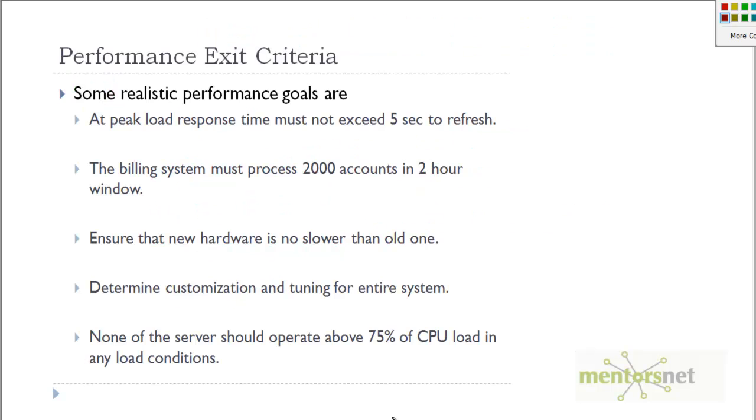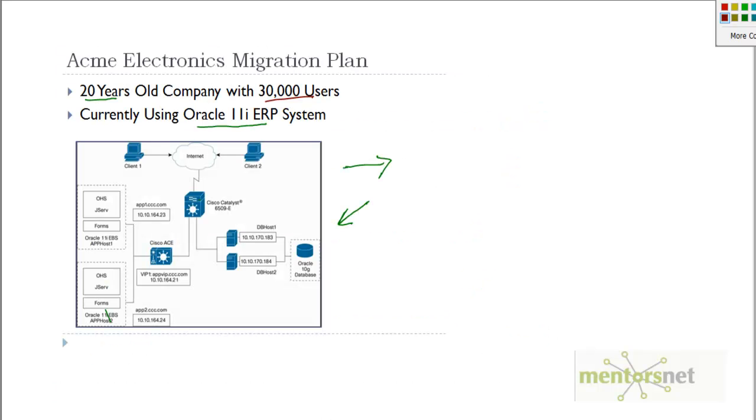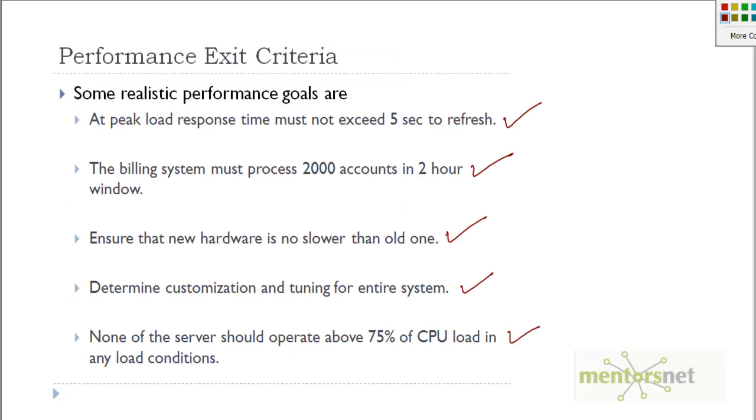So I have summarized everything here. This is the response time, this is the throughput, this is a comparison showing that our new system should not be regressing, this is the tuning information, and this is the resource utilization. In this Acme Electronics case, this is probably your performance criteria.